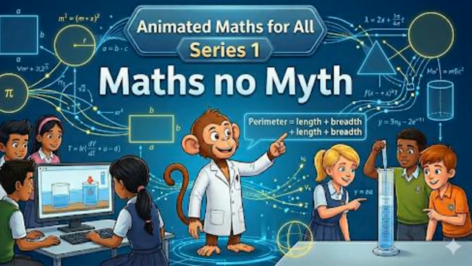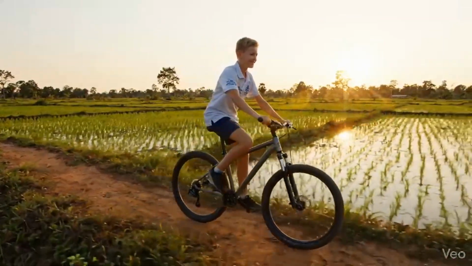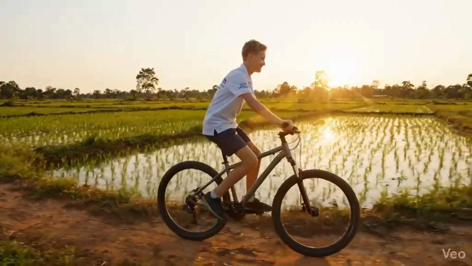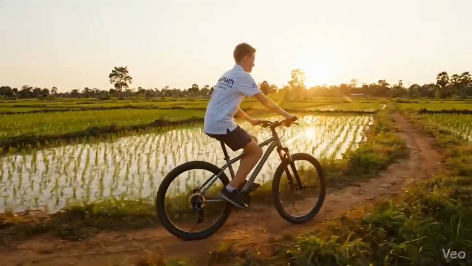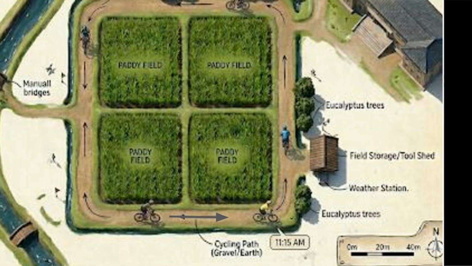In this video, we will explore mathematical concepts in an engaging and animated way. We see John cycling on a dirt track through the paddy fields during sunset. This is a map of the area where John is cycling. It shows a clear path around 4 paddy fields and various landmarks.